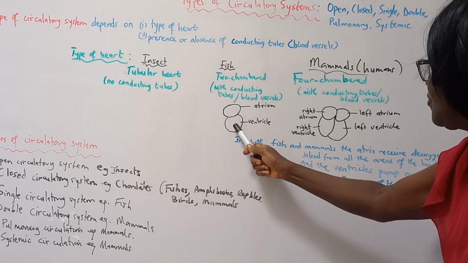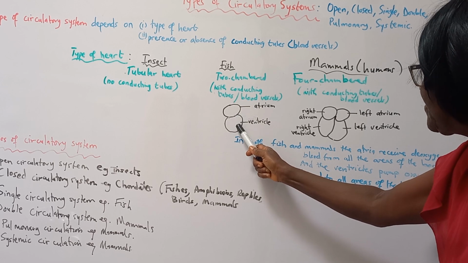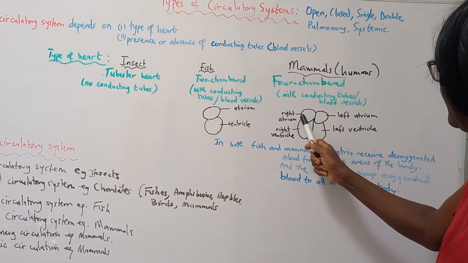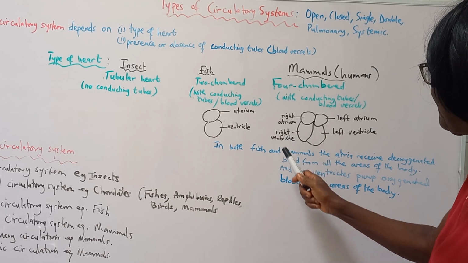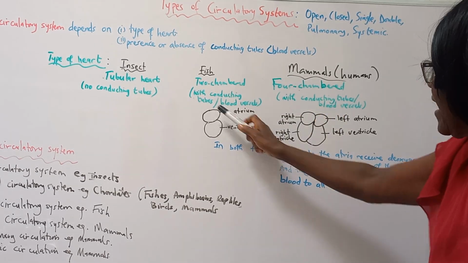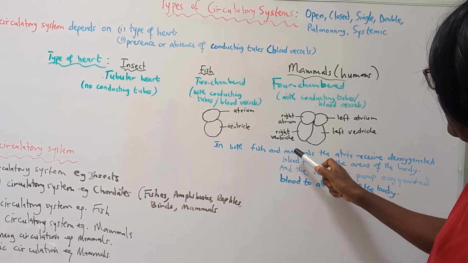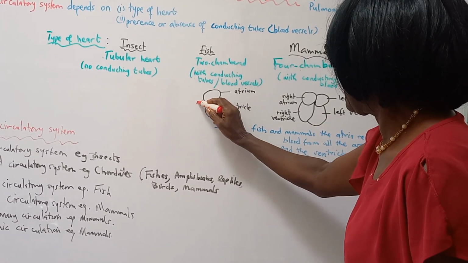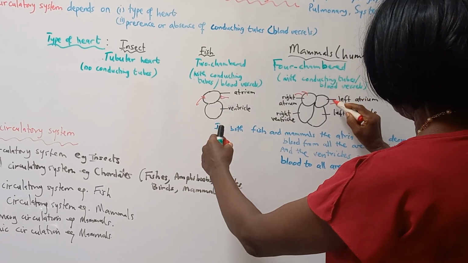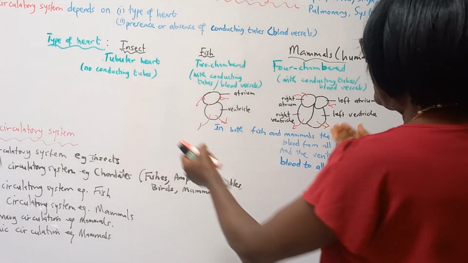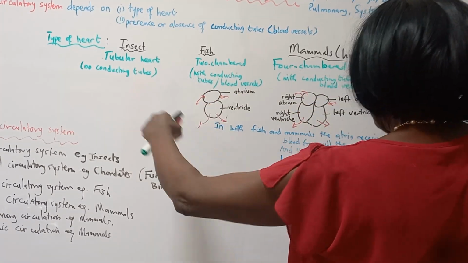So fish, you have two chambers, atrium and a ventricle. Mammals, like humans, you have four-chambered hearts: right atrium, left atrium, right ventricle, left ventricle. Now, in both fish and mammals, the atrium or atria receive blood from the body. They receive blood and the ventricles push out blood into the body. So this is taking in blood, this is giving out blood.